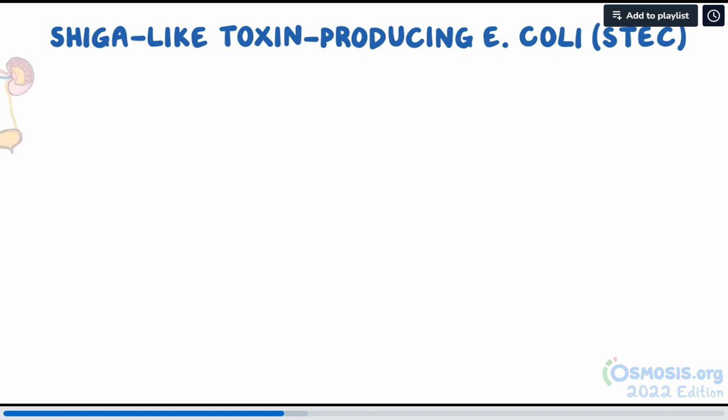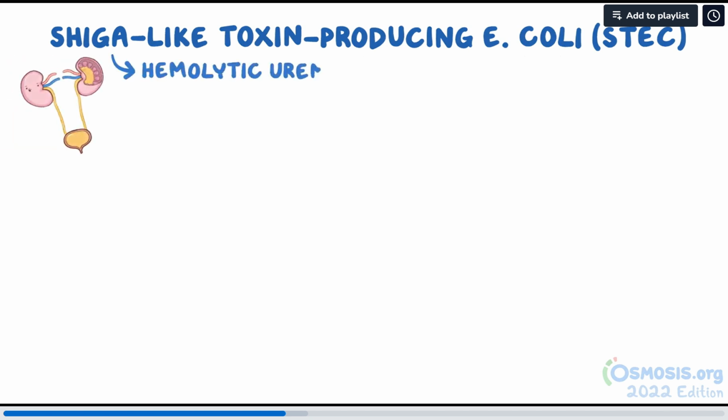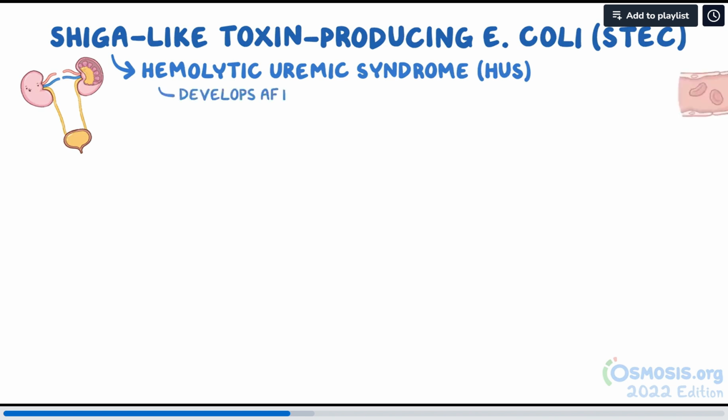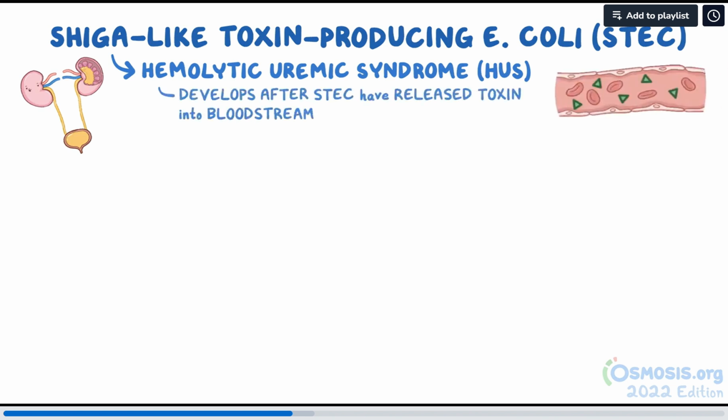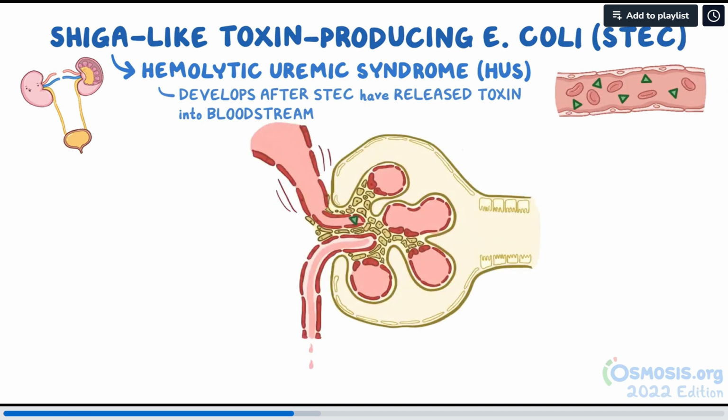But STECs can also affect the urinary tract, causing hemolytic uremic syndrome, or HUS. Hemolytic uremic syndrome usually develops after STEC have released their toxin into the bloodstream. From the bloodstream, the toxin can get into the kidneys and bind to the endothelial cells lining the glomerulus, making them die by apoptosis, or programmed cell death. Consequently, a dead endothelial cell leaves a gap in the capillary wall, and as more gaps keep forming, it results in holes big enough to allow large molecules, such as proteins, to start leaking out of the capillaries, resulting in proteinuria.